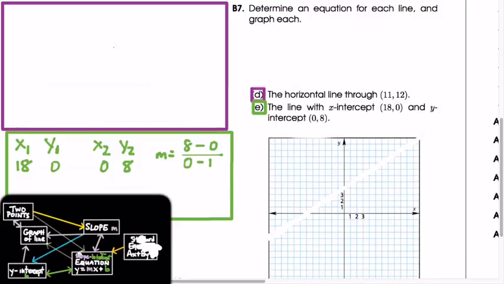And then the problem said that the y-intercept coordinate was (0, 8). And so I knew that 0 was on the x-axis, which meant that 8 was on the y-axis, and that was the y-intercept. Okay. So then I knew that the solution was y equals 8 over negative 18x plus 8. All right. So your solution was y equals 8 over negative 18x plus 8.